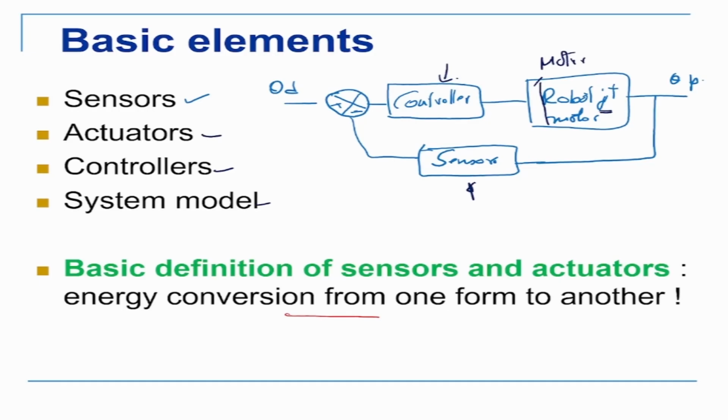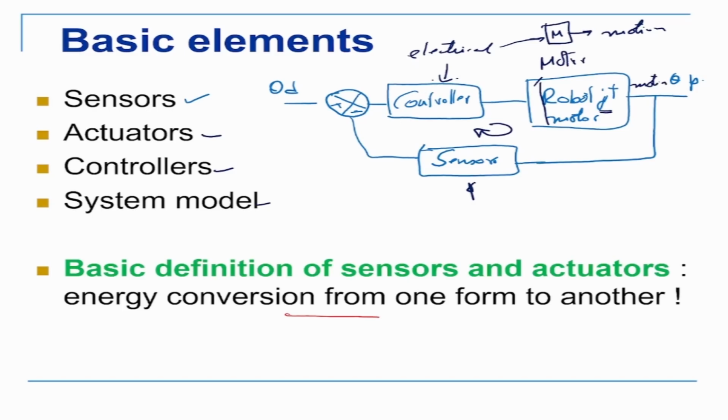Now, if you look at this closed loop control system diagram, you observe that the input here is electrical, that means in terms of voltage going to the motor. Now, what is the output of the motor? The output of the motor is motion, that is physical motion. That means the link is moving.